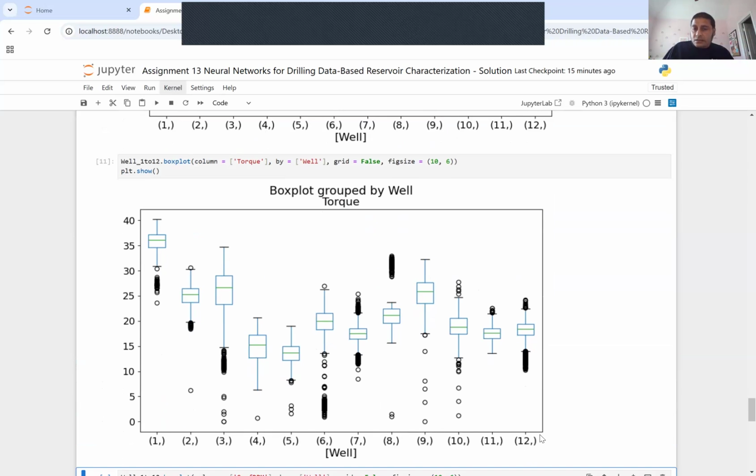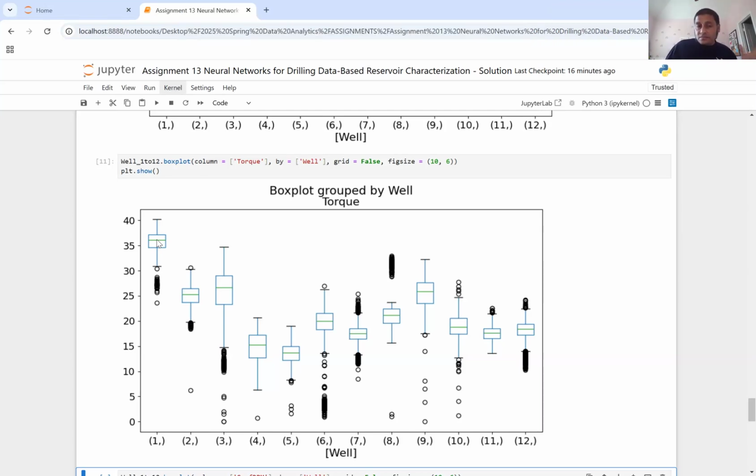And while some wells seem to occupy specific ranges, what stands out to me, at least over here, is well one, which seems to be associated with inordinately high amounts of torque. And I do not know the reason for this. But in comparison to the other wells in this data set, that seems unusually high.